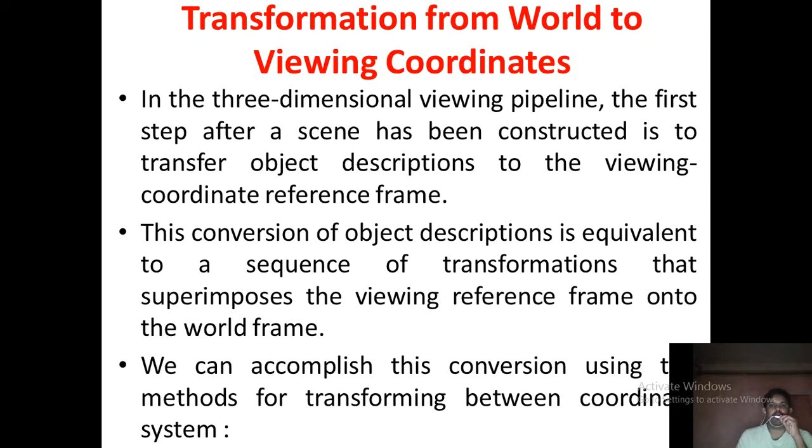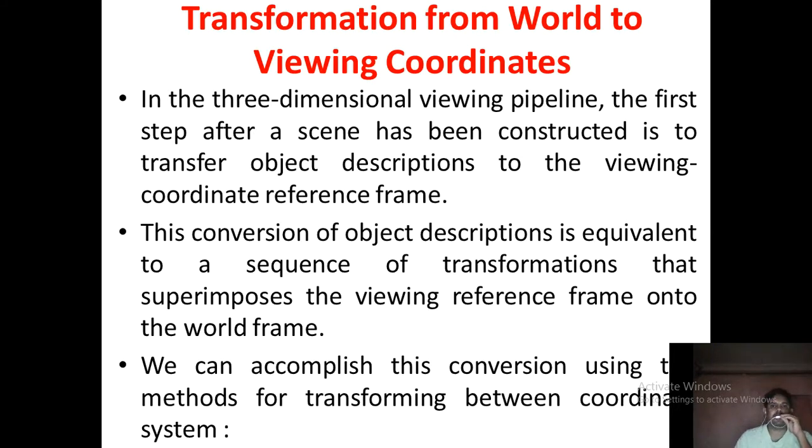In the three-dimensional viewing pipeline, the first step after a scene has been constructed is to transfer the object description to the viewing coordinate reference frame. Previously we constructed a scene, we assumed the viewing point, the surface normal, the view direction, and all those things, and derived the right-handed coordinate system. Now we have to convert the world coordinates into the viewing coordinate reference frame.